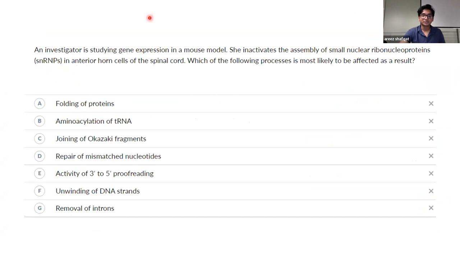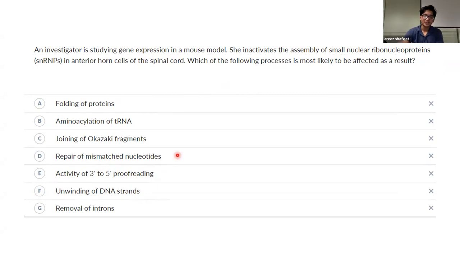This is another question. An investigator studying gene expression inactivates snRNPs. Which of the following processes is most likely to be affected? This is quite an easy question, I think. G? Folding of proteins? Removal of introns. Yeah. From your lecture on replication, what is F? Helicase. Yeah, exactly.